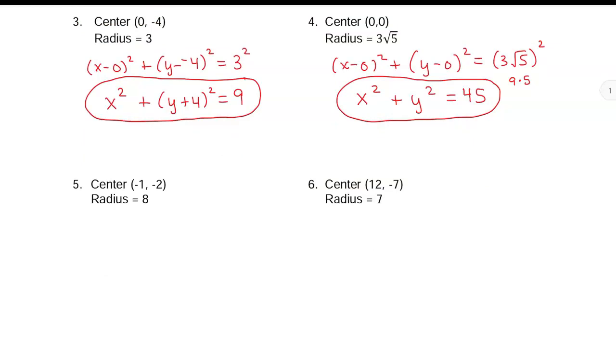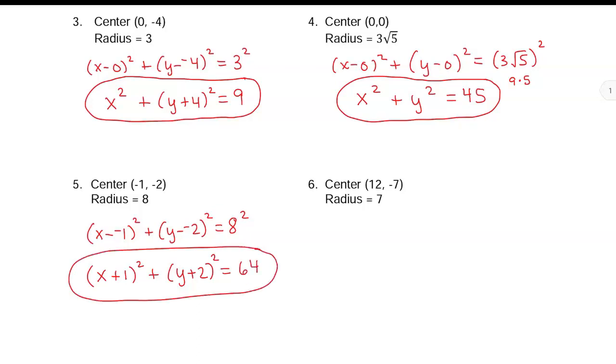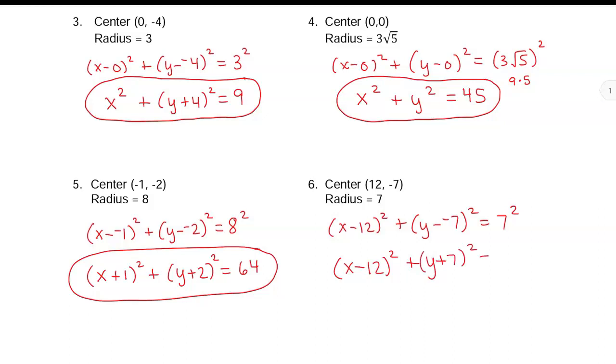Number 5, the center is x minus -1 squared plus y minus -2 squared equals 8 squared. Write that as x plus 1 squared plus y plus 2 squared equals 64. Number 6, x minus 12 squared plus y minus -7 squared equals 7 squared. That is x minus 12 squared plus y plus 7 squared equals 49. Try to remember to always put the squareds on the parentheses. Okay, let's turn the page.